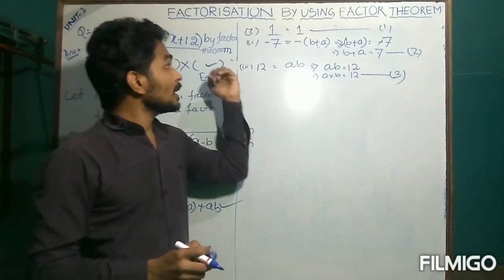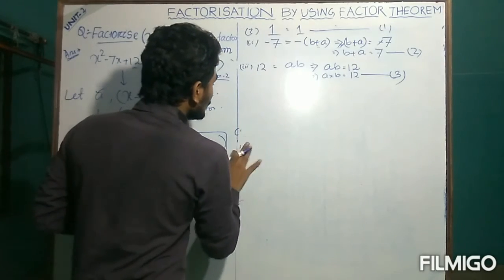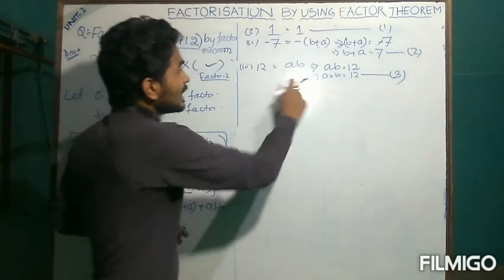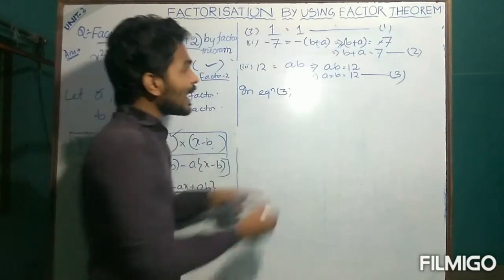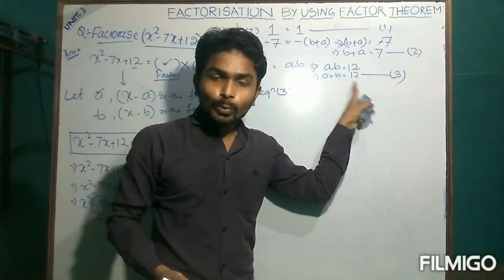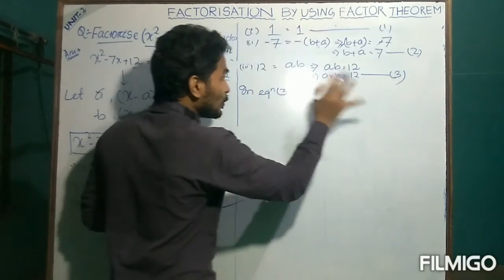So equation 1, equation 2 and equation 3 have been done. Now what will we do? Now we will look at equation 3. In equation 3, we have two zeros that will be multiplied to give 12. That means there are two numbers.